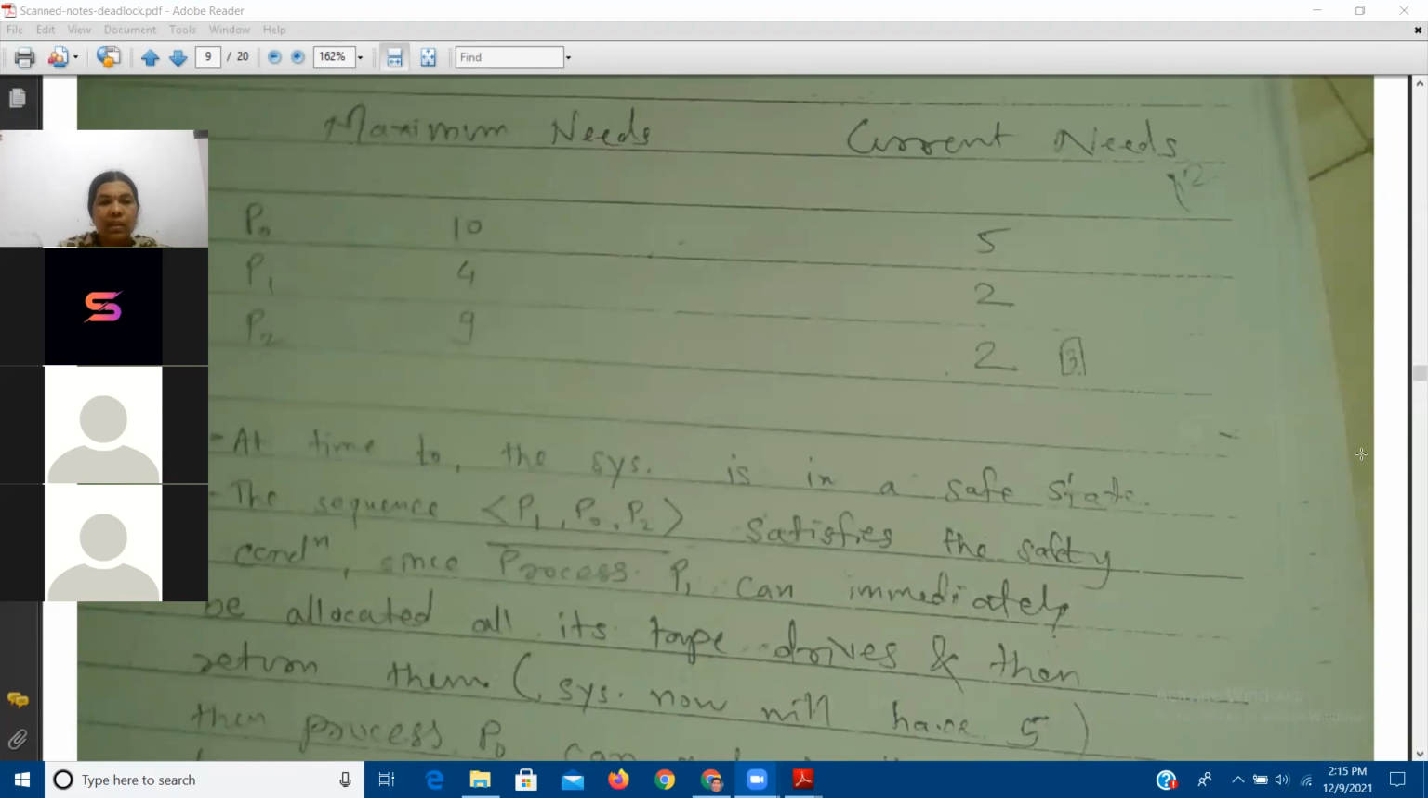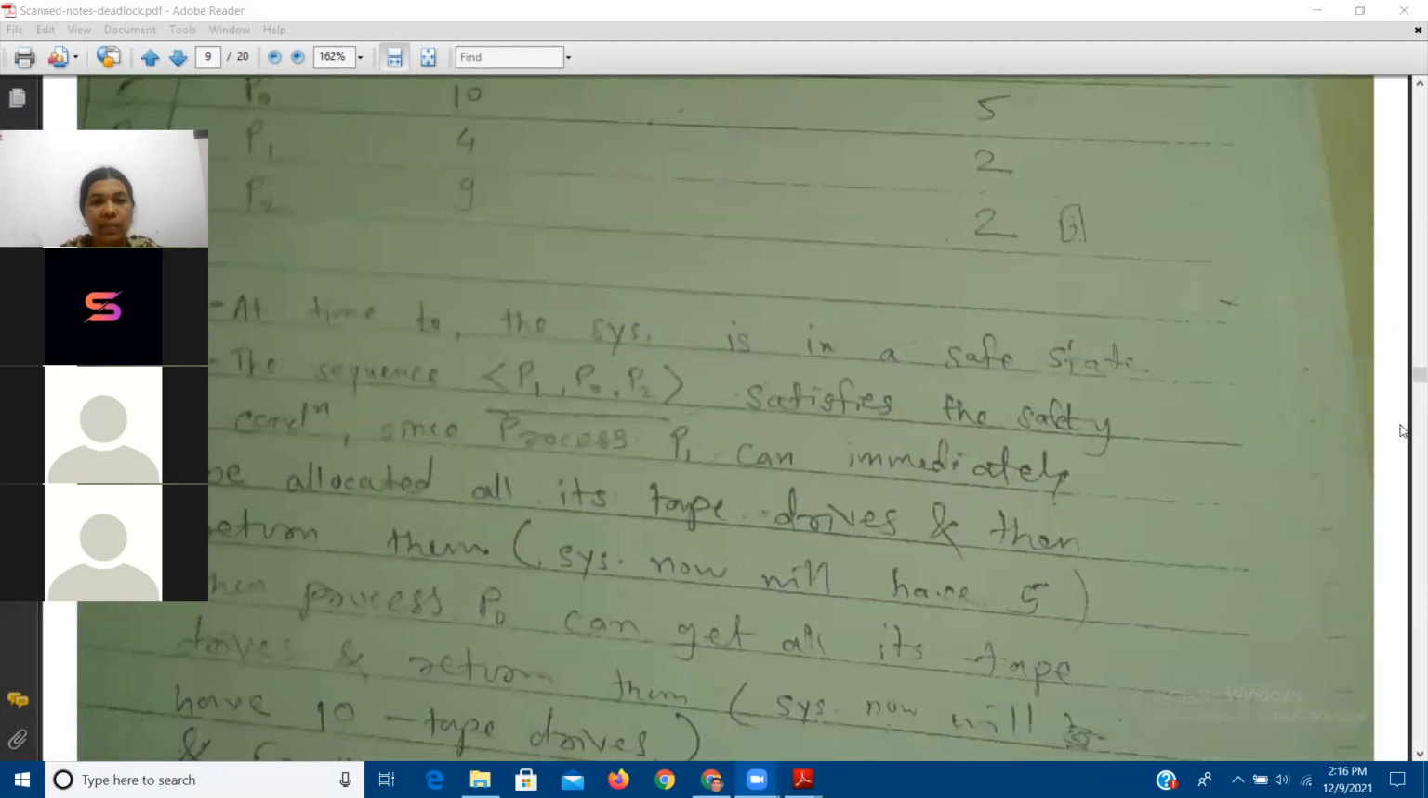safe sequence. So the safe sequence with respect to this example is P1, P0, P2, and as 3 processes are there, so total six sequences will be there, and out of those 6, only one is safe, and the remaining 5 are unsafe in this example. Yesterday we took this example. So hope you are understanding it. Just write the safe sequence.